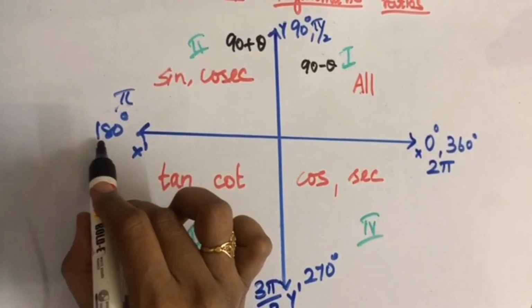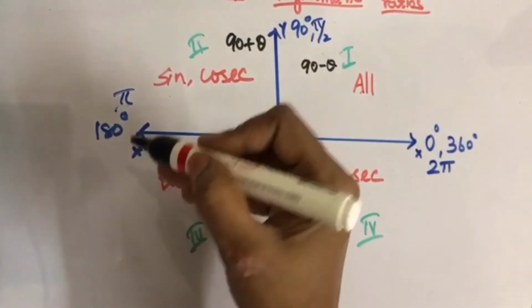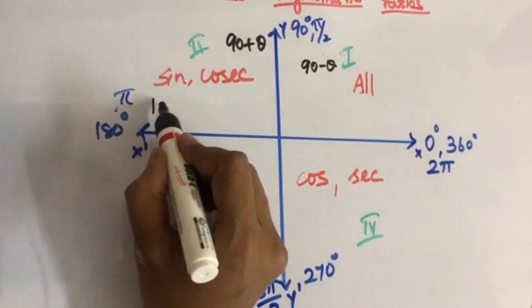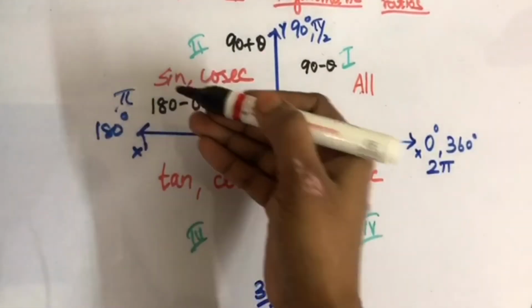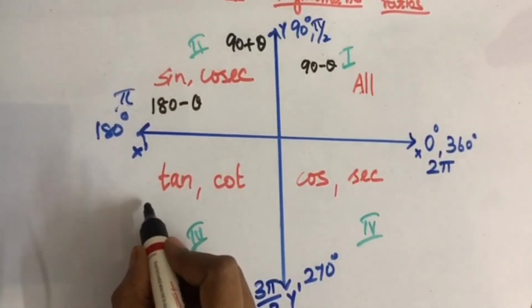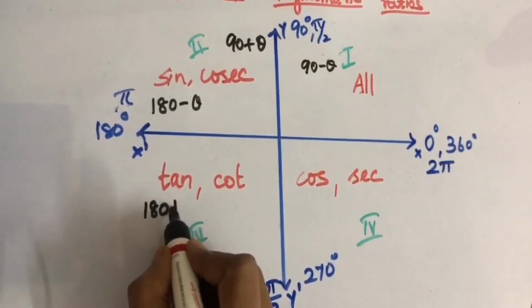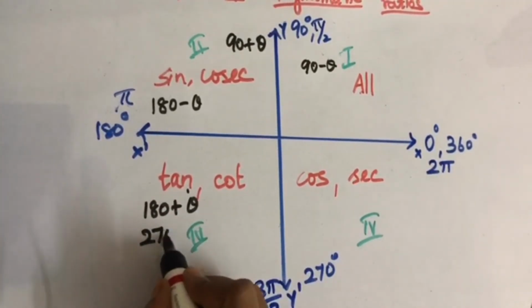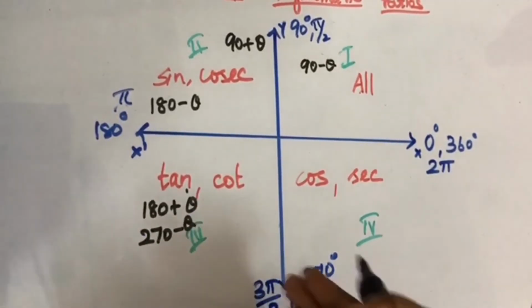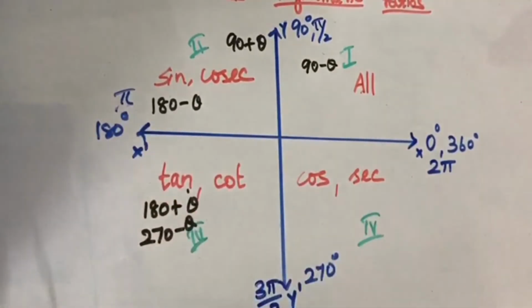Similarly, here it is 180 degree. So, the angles which come before 180 can also be written as 180 minus theta. After 180, it is 180 plus theta. Similarly, here 270 minus theta. In between, 270 minus theta comes here and 180 plus theta comes here.